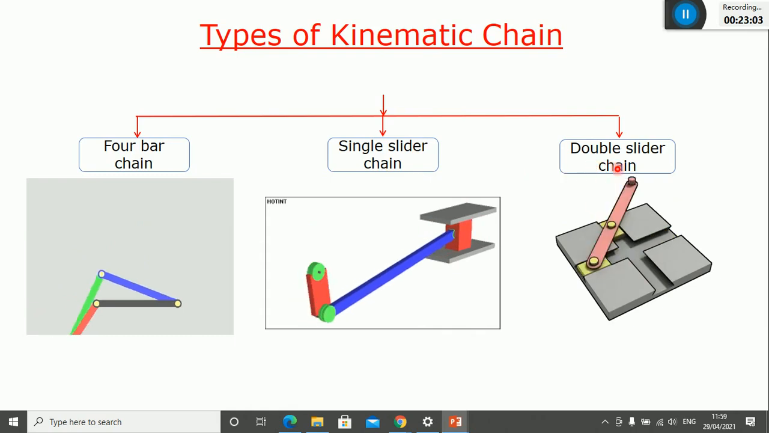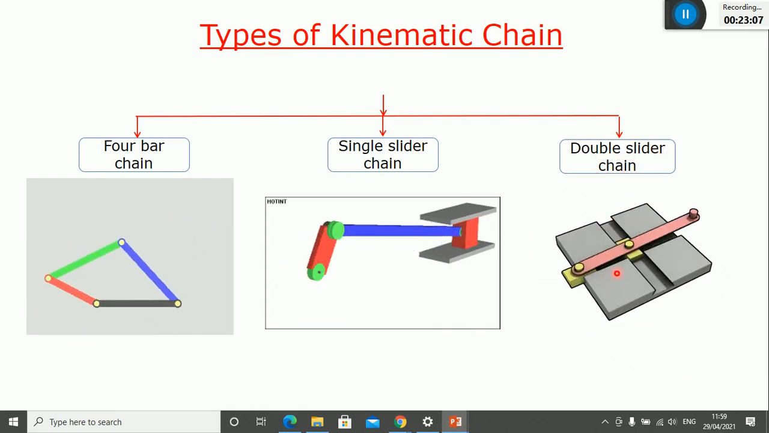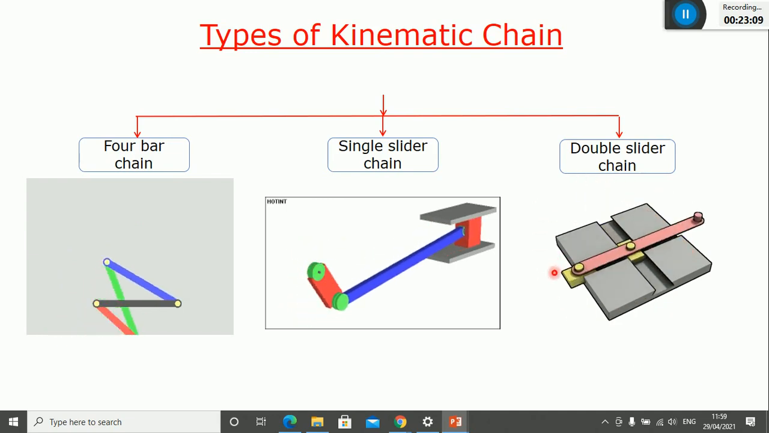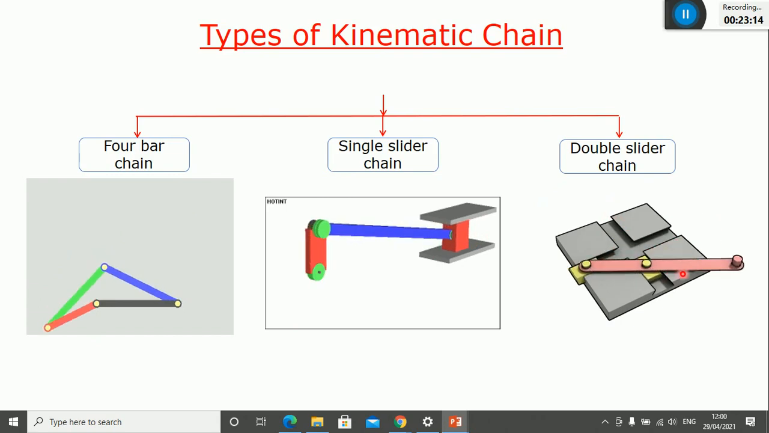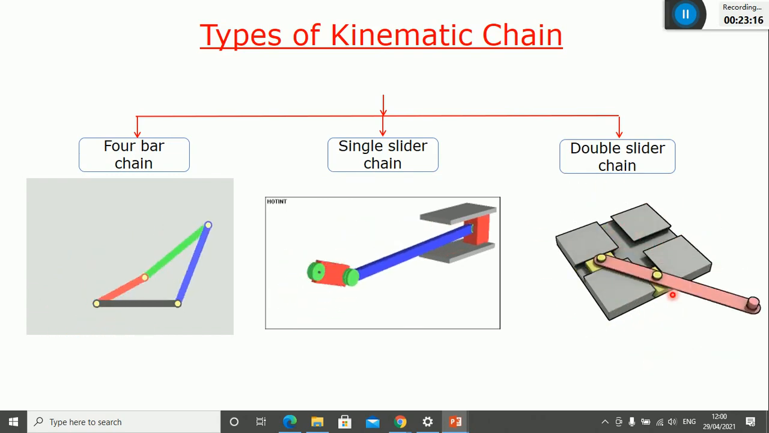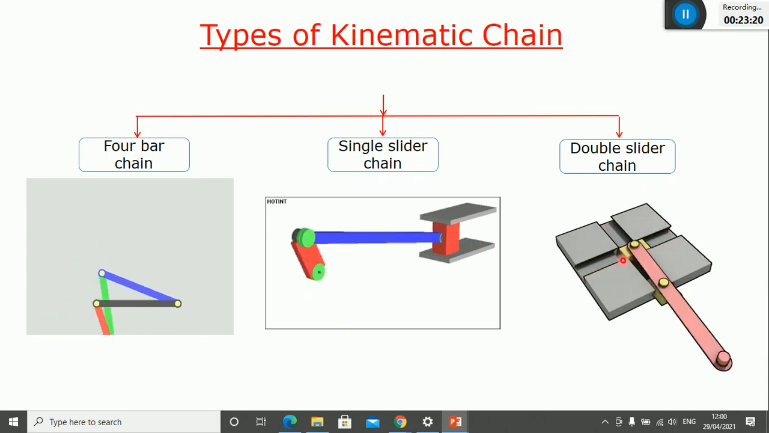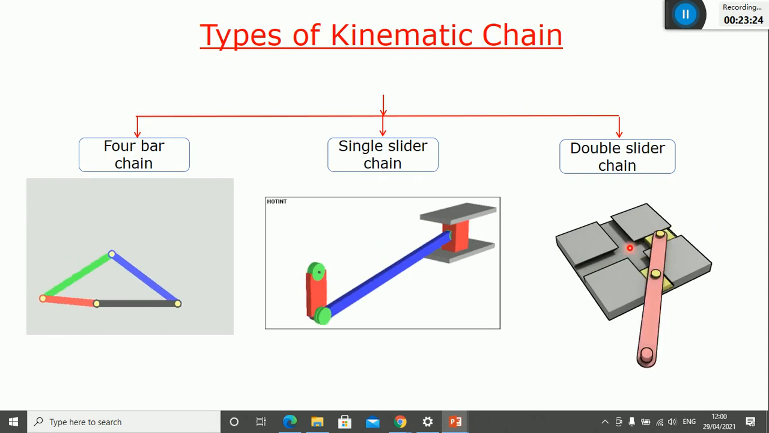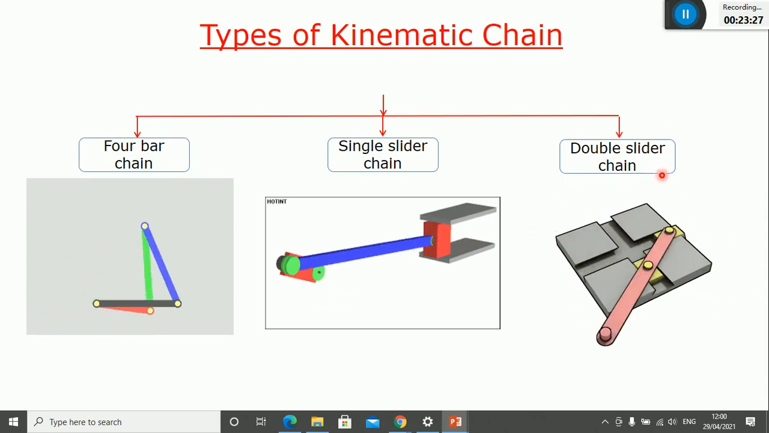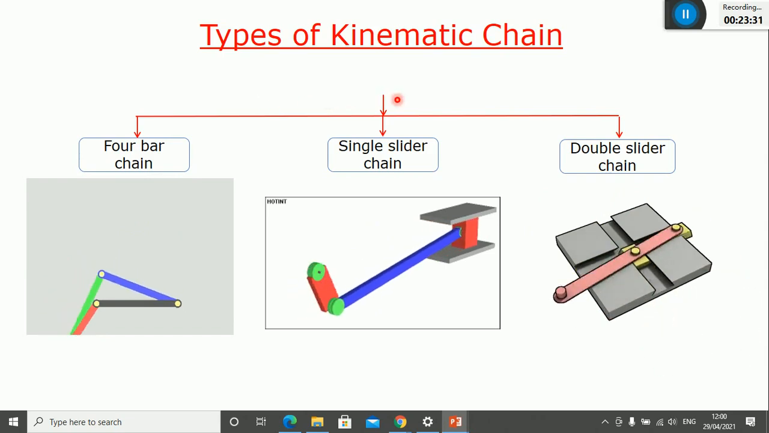And in the third one you can see it is a double slider chain. Can you see the yellow color part? There are 2 yellow elements. They are sliding in a certain path, a certain route. This is one track, and this is one more track. They are sliding in their respective tracks. Since it has 2 sliders, I can call it a double slider. So for your syllabus, these are the 3 types of kinematic chain.